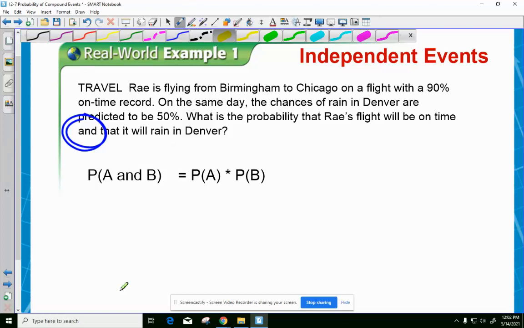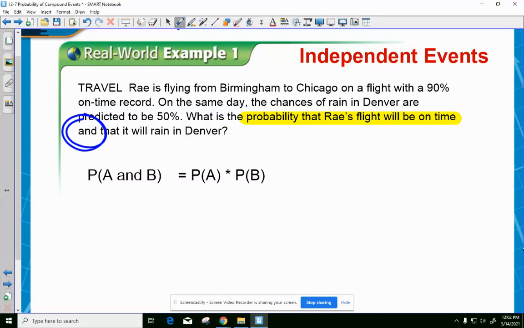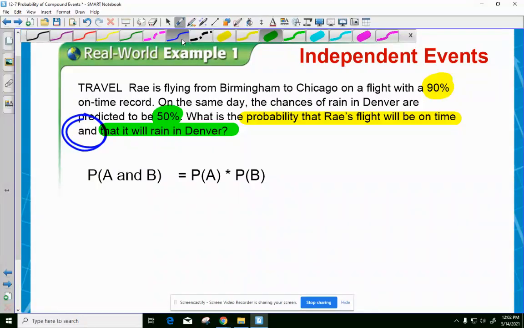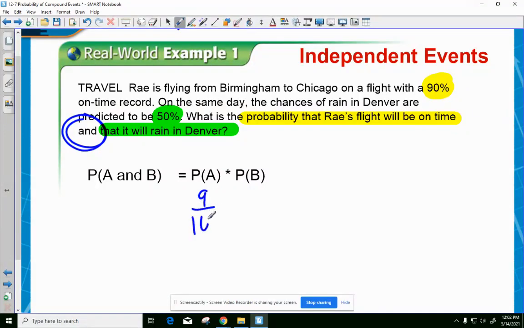What is the probability that her flight's going to be on time? There's a 90% chance that flight's going to be on time. The second thing we need to look at is, is it going to rain in Denver? What's the probability that it rains in Denver? 50%. So I'm taking those two things. The probability of the first one, 90%, we can think of as 9 out of 10. The chance of it raining, that's the second one, we can think about as 5 out of 10.